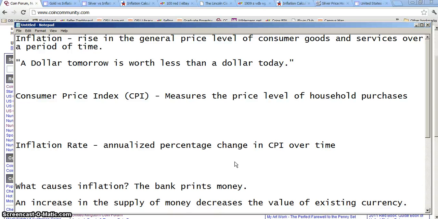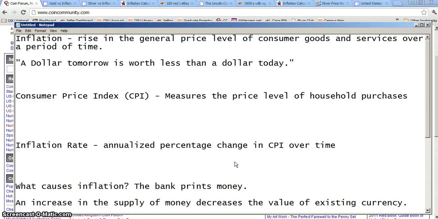What is inflation? Okay, it's the rise in the general price level of consumer goods and services over a period of time. Now, this is often used to illustrate that a dollar tomorrow is worth less than a dollar today. Okay, this helps explain why prices rise. Now, how do we measure the general price level of consumer goods and services? In the United States, the Bureau of Labor Statistics publishes the Consumer Price Index, or the CPI. You will see this in a lot of investment literature and economic material.